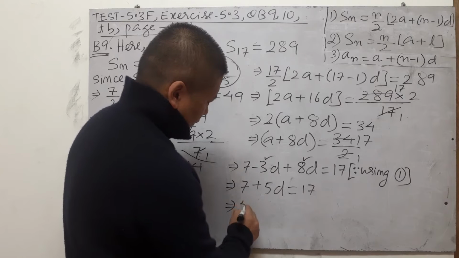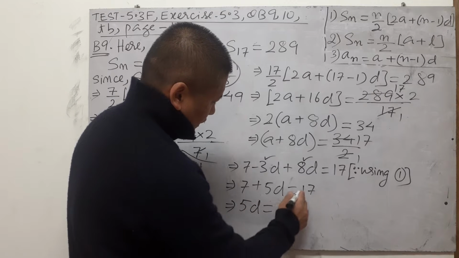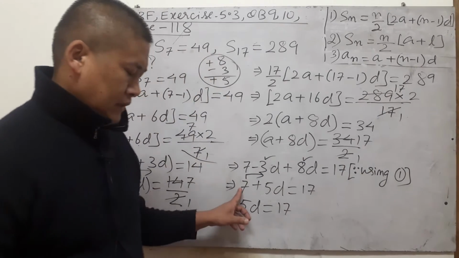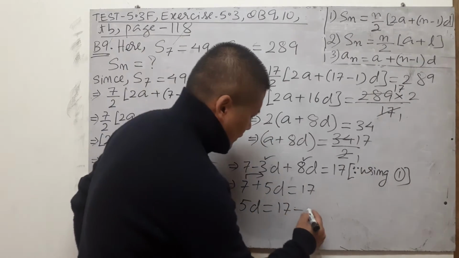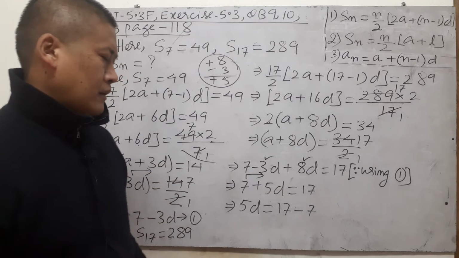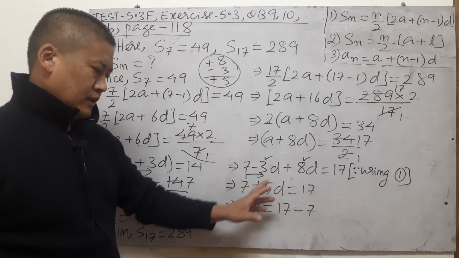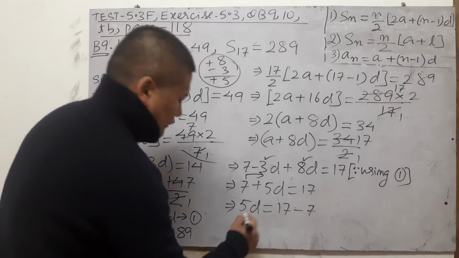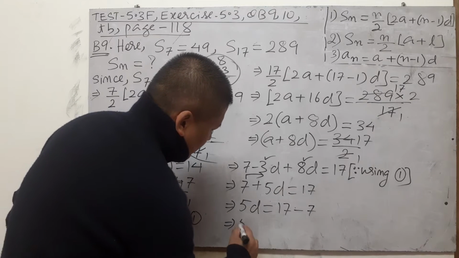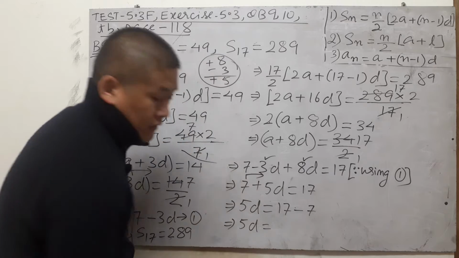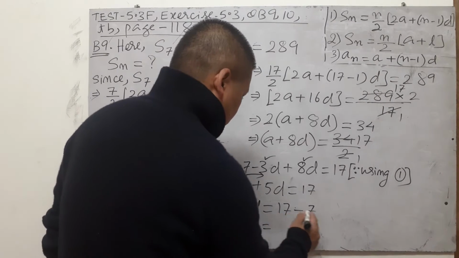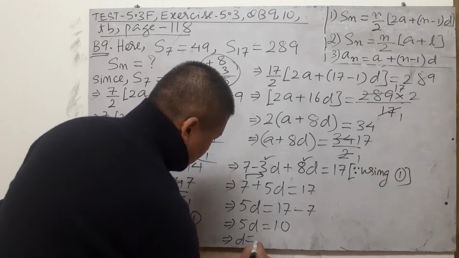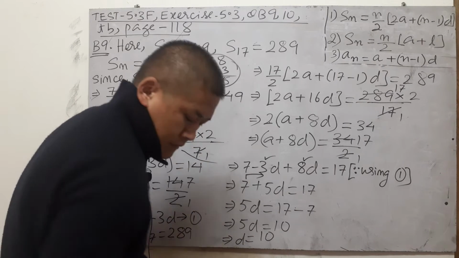So let us take the term containing d, which is 5d alone, and 17 on the right side same. No sign in front, plus 7, shift it to the right side. So minus 7. What we're doing is putting the term containing d alone on one side and shifting the rest to the other side. The purpose is we're trying to find out the value of d. So here 17 minus 7 is 10. So we're going to get 5d equal to 10.